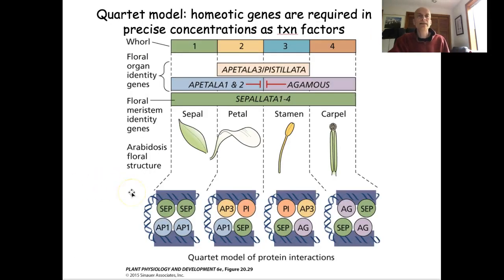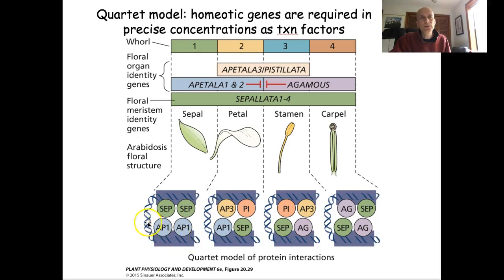Okay, so your book has this nice graphic where you can see all of these genes put together, where you can see the exclusionary properties of apetala and agamous, where you have the sepalata 1 through 4, and their requirement in all of the four whorls, the different types of organs that they're specifying. And then they also show you something that is now known as the quartet model of protein interactions. So that suggests that you need always four proteins, where we talked about the homo or heterodimerization, and that this quartet of proteins binds to the DNA in a certain way.